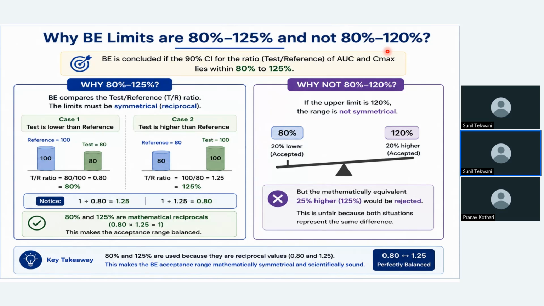So this is how BE is concluded. The Cmax values will be finalized for test and reference products. Their ratio will be defined, and the ratio should be 80% to 125%. Same for AUC. AUC values will be found out from the graph. Their ratios will be defined and it should fall between 80 to 125%.